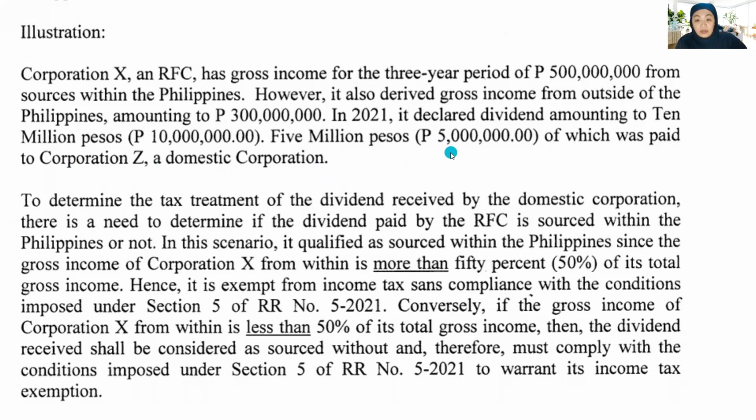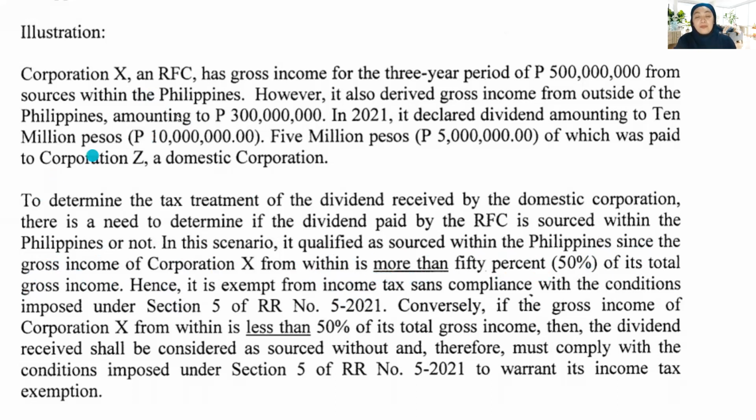So half of the dividend, okay, is paid to Z, a domestic corporation. So this is a foreign source dividend received by a domestic corporation. So very clear. To determine the tax treatment of the dividend received by a domestic corporation, there is a need to determine if the dividend paid by the RFC is sourced within the Philippines or not. Okay, so in this scenario, it qualified as sourced within the Philippines since the gross income of this foreign corporation is from within, which is more than 50% of its total gross income.